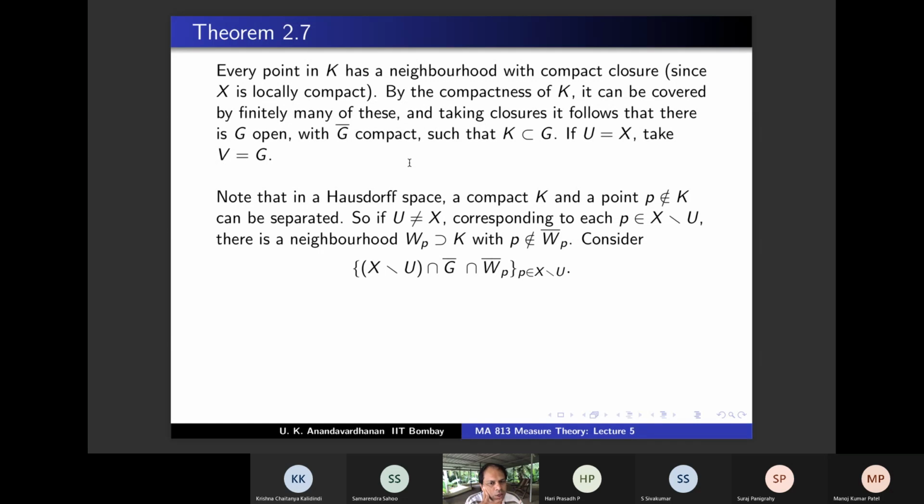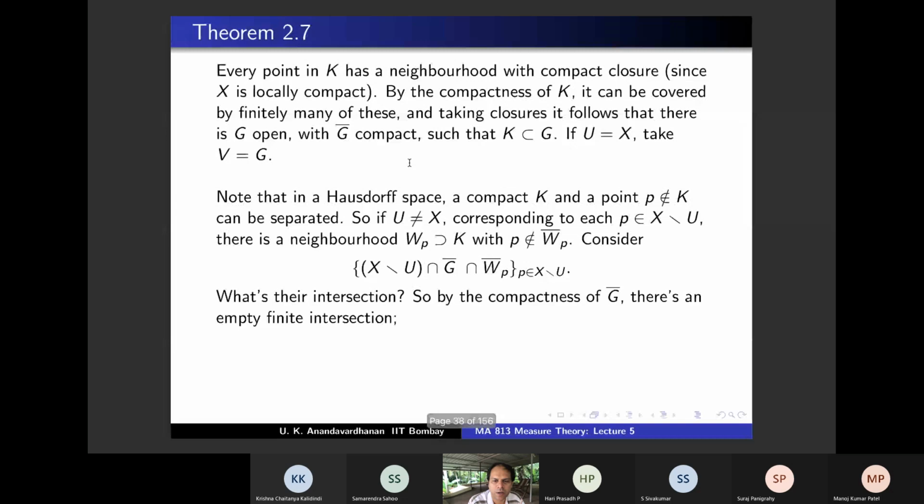So in this case, the whole intersection is empty. Therefore, there exists a finite intersection which is empty. So by compactness, there's an empty finite intersection, which means you have P1, P2, up to Pn, such that this intersection is empty. You agree with this? This is just using compactness. Now you are done, because now you can take V.